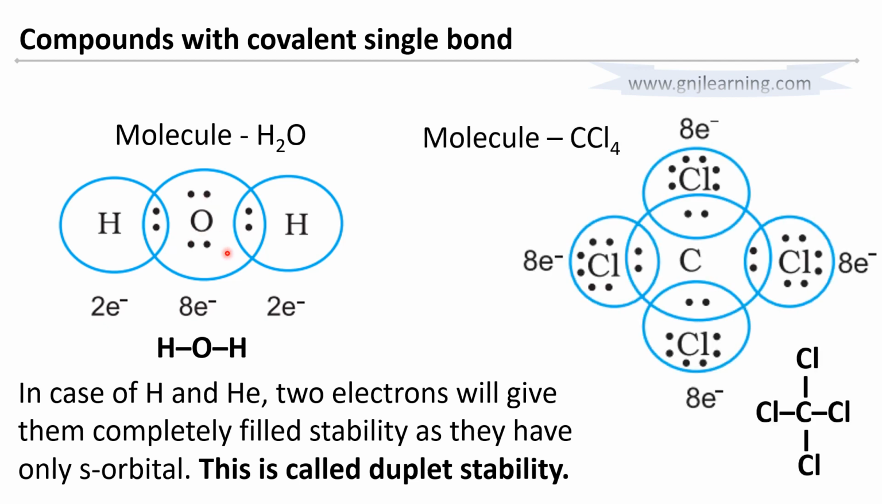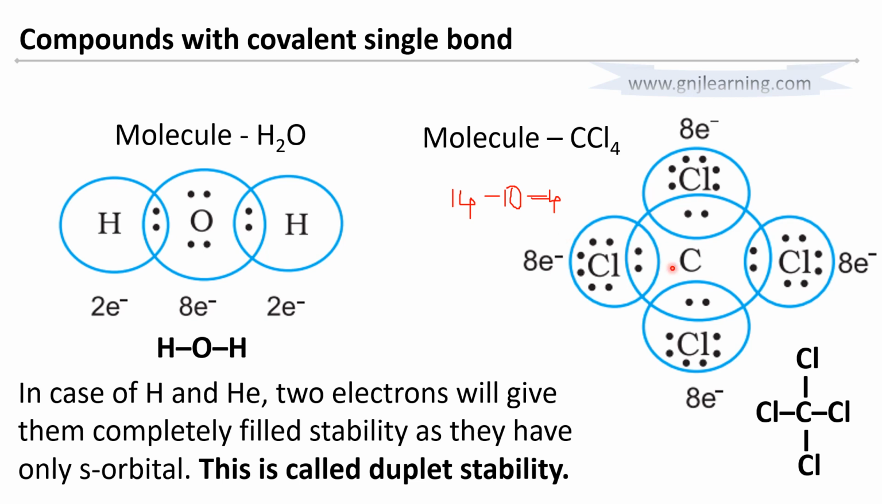Now looking into the molecule CCl4. We have here carbon tetrachloride. This molecule is called carbon tetrachloride, CCl4. Now in the case of carbon, we know it has only 4 valence electrons. It belongs to the 14th group. So how do we calculate the valence electrons in the 14th group? To get the number of valence electrons, we have the formula: group number minus 10, which is equal to 4. This is how to get the number of valence electrons.